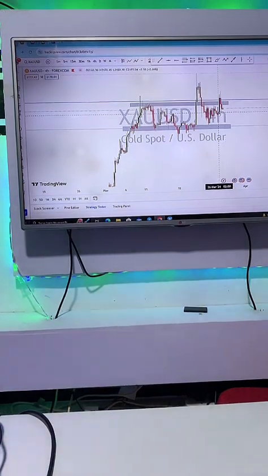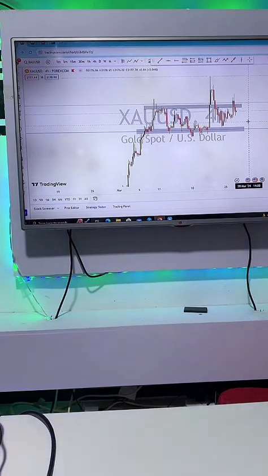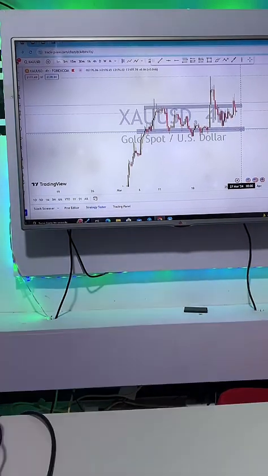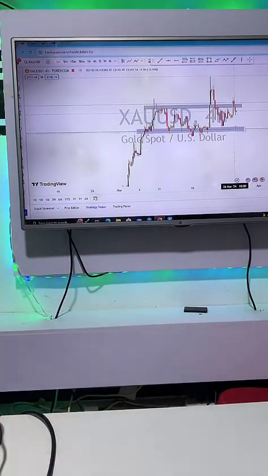Okay, so let's look at what is happening to gold. It's good to connect with traders around you. It's important, so you guys can link up. Okay, Eugene, I've seen your message on Telegram. I'll reply after the live.